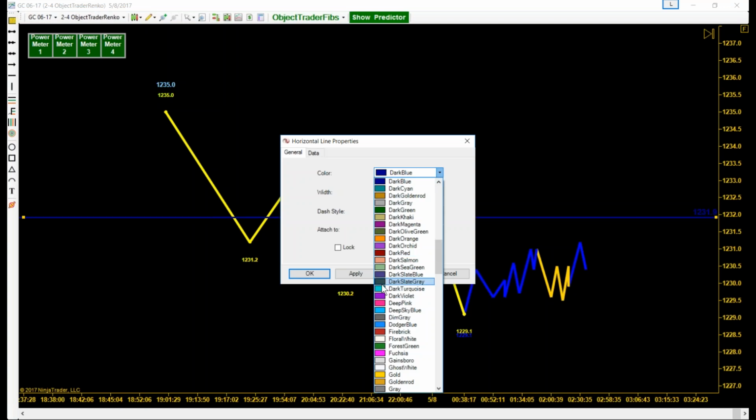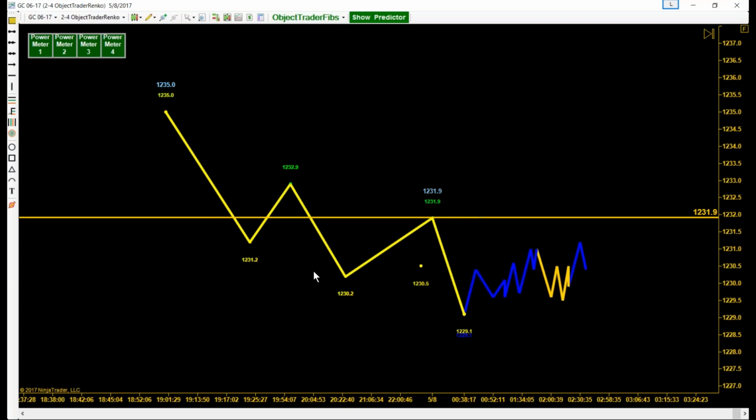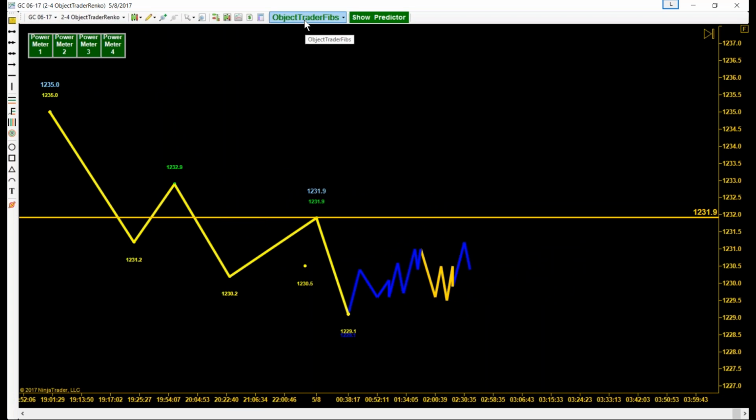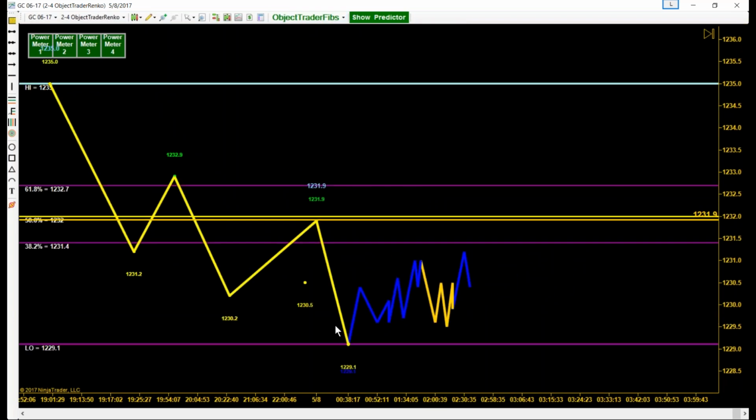Okay, and I'm going to change this to a little lighter color so we can actually see it. Okay, and draw on your charts, and also even take the time to draw your fibs too if you want. Now I went ahead and put Object Trader fibs on here tonight, display the fibs, and lo and behold, if you look at this, if this was to retrace from this move like this right here, your 50% looks like it's really close to our line, doesn't it? So let's raise our line up just a tad. That's a 50% retracement right there at 1232.